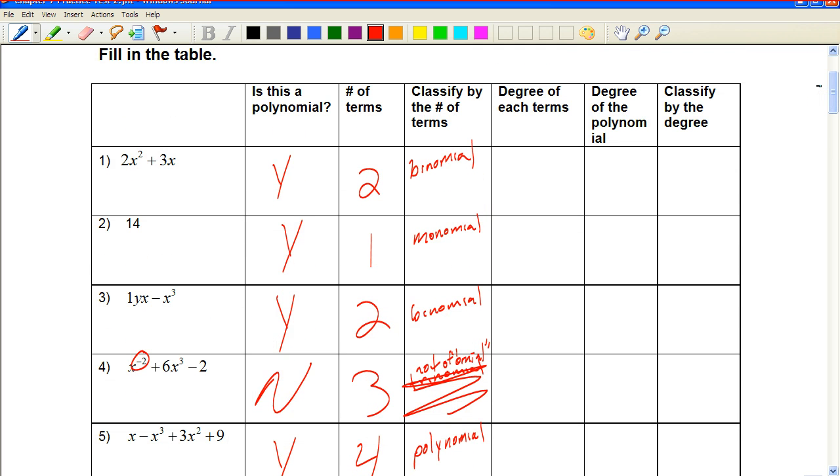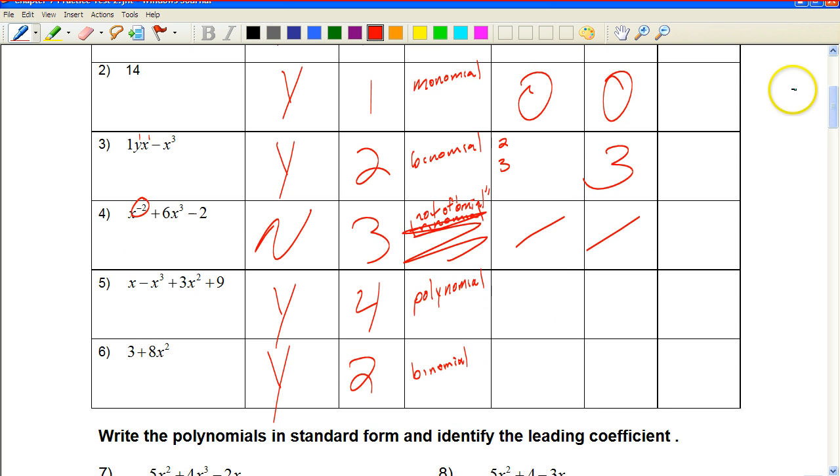Degree of terms. There is a degree of 2 on one of them and a degree of 1. So 2 and 1. Degree of the polynomial is the highest degree out of those terms, so it's 2. There is only 1 term, the degree is 0, so the polynomial's degree is 0. There are 2 terms. The first term has a degree of 2. The second term has a degree of 3. The highest one is 3. This is irrelevant because we aren't a polynomial.